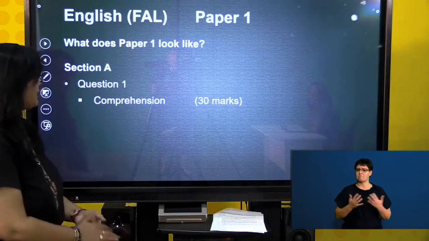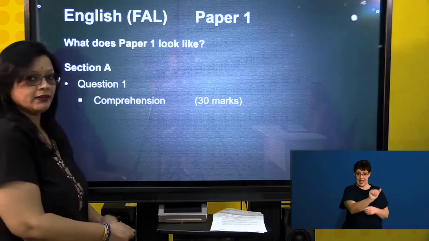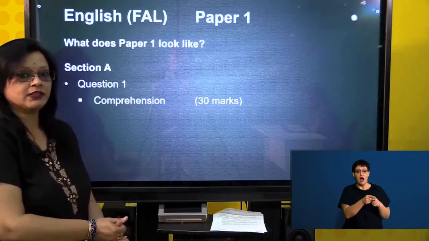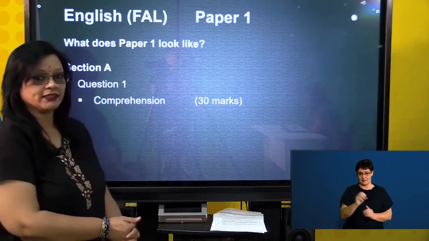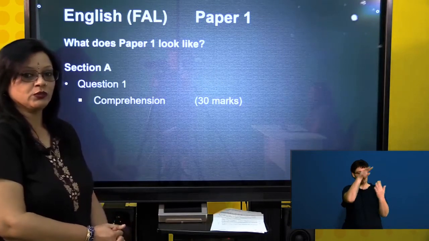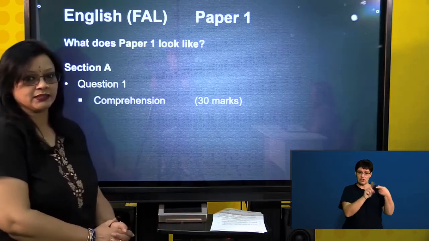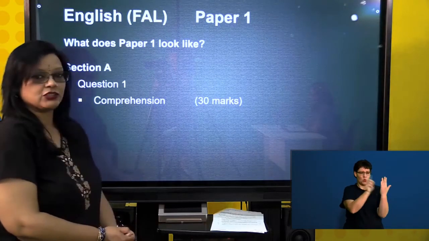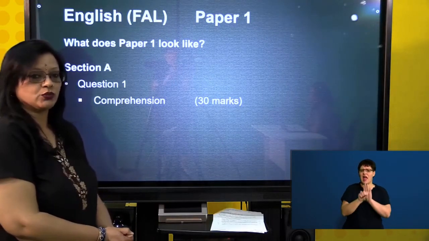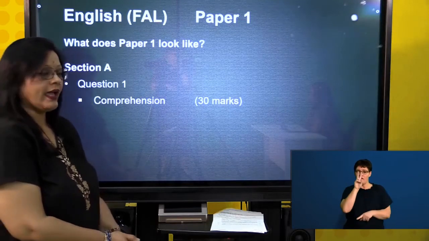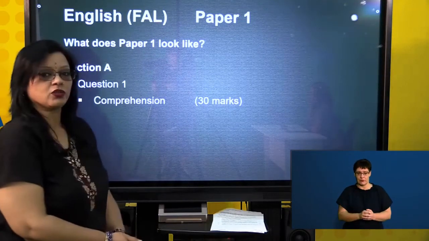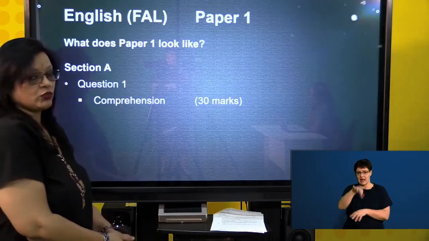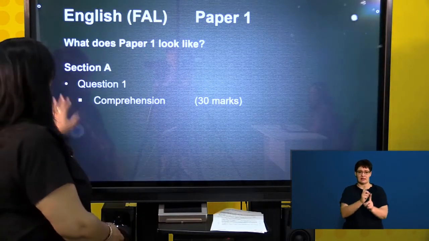Section A, question 1, is the comprehension section, which is allocated 30 marks. In this section, you will have 2 texts to read through. The first is a worded text, a comprehension passage. The second text is usually an advert or a cartoon or a visual stimulus. The 30 marks is based on the 2 texts, which you have to read through and analyze in order to answer the questions.